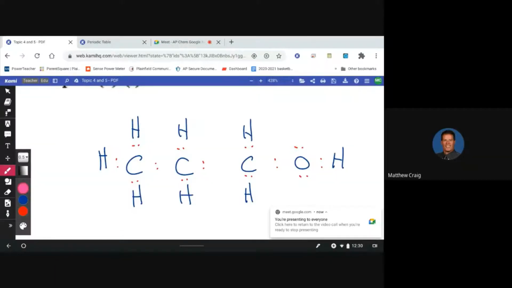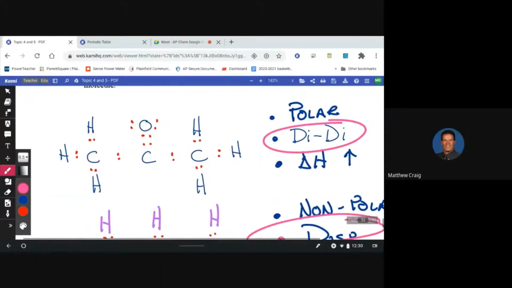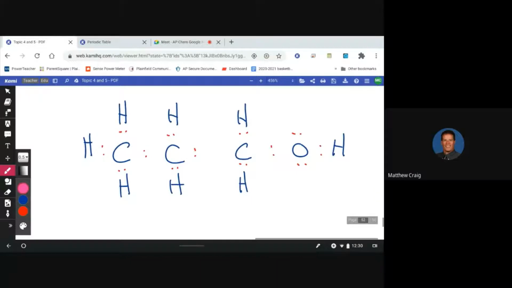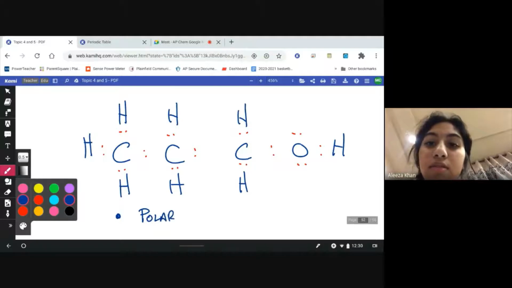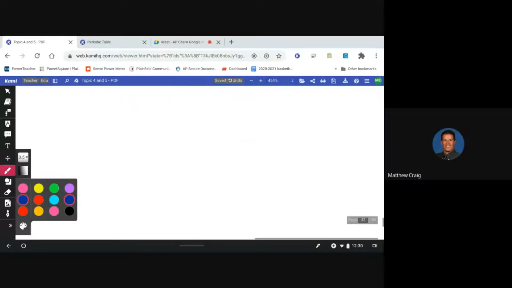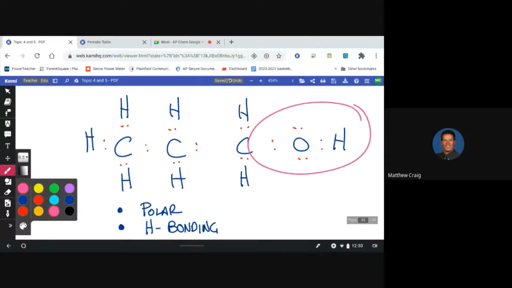Okay. So we have this compound versus this compound. So what is this, polar or non-polar? Polar. Good. What type of intermolecular forces do we have? Hydrogen. Very good. Now, later on, that's the reason for the hydrogen bonding.